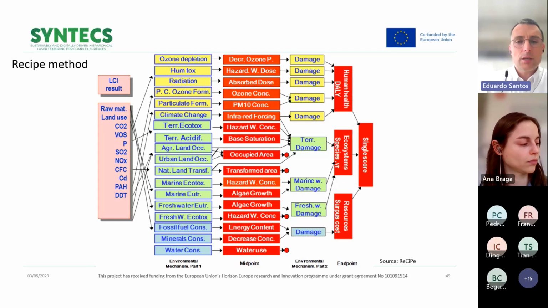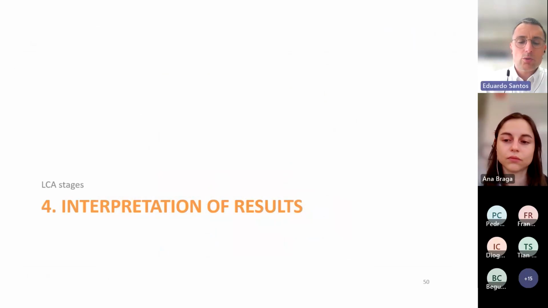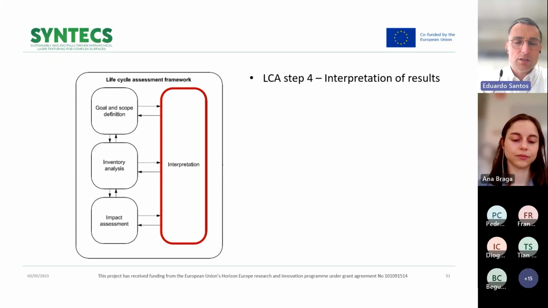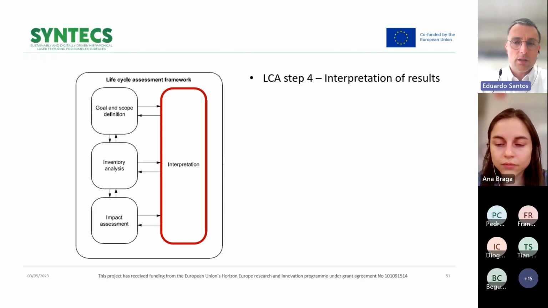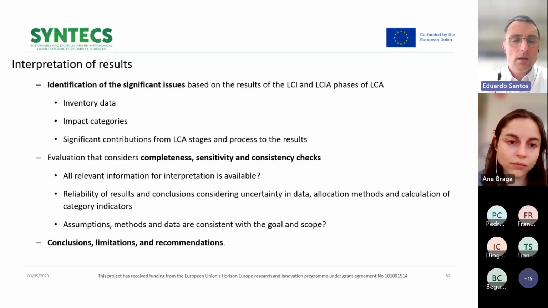So this is a very summarized overview of the midpoint and endpoint methods. And so finally, just to conclude this part of the LCA stages, we have LCA step 4, which is the interpretation of results. This should be, of course, done throughout the entire development of the LCA study. It also may affect the goal and scope definition and the inventory, but it's mostly done in the end when we already have the calculation of the environmental impacts.